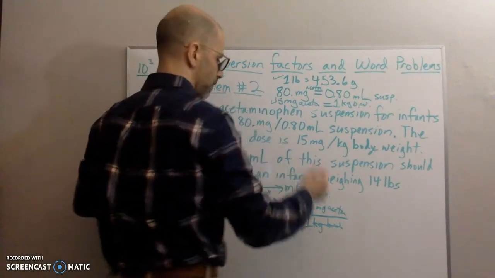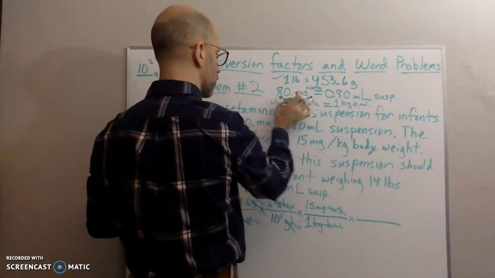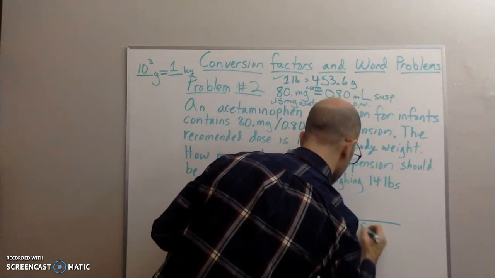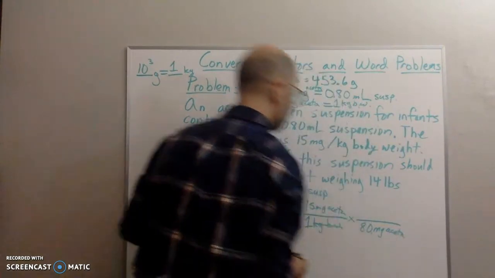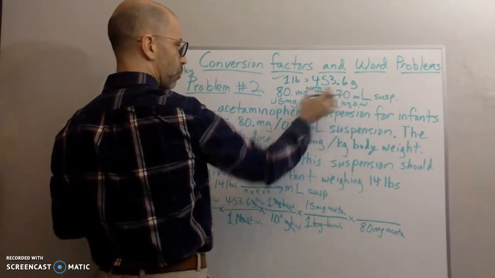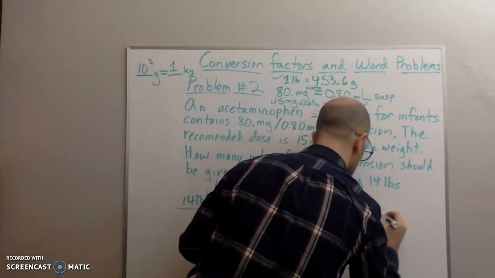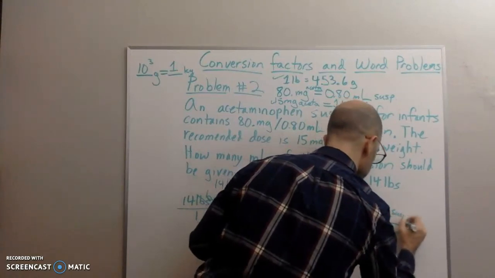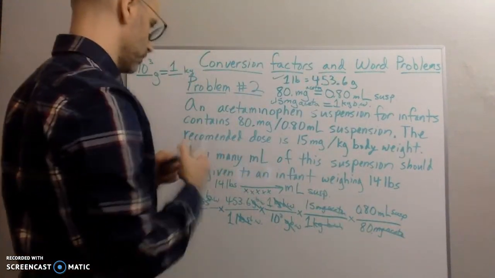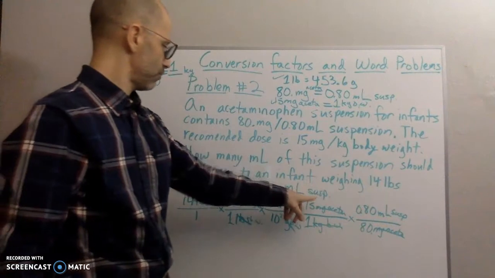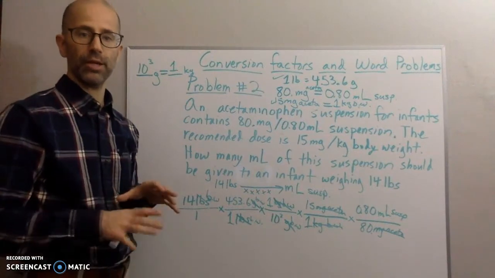So now I can convert milligrams to milliliters. I take 80 milligrams of the acetaminophen on the bottom, and 0.80 milliliters of suspension on top. So milligrams cancels out, and now I have milliliters of suspension, which is what I want. I am now done with my conversion factors.